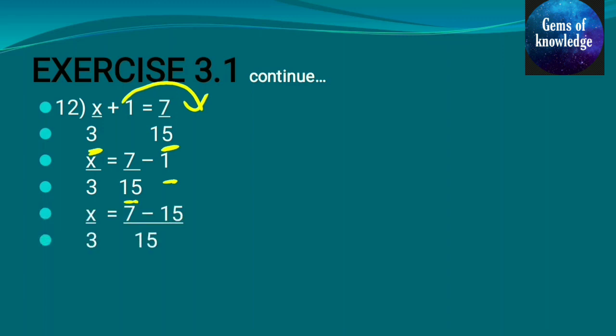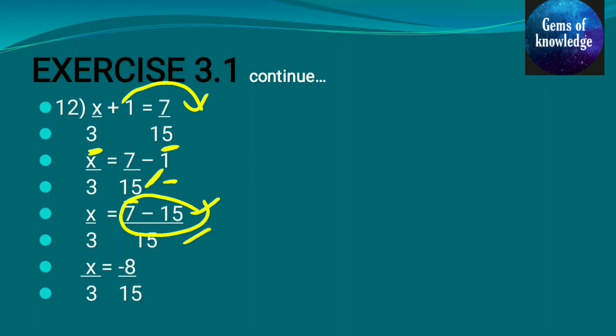In the next case, we are going to get 7 minus, when we cross multiply this 15 by 1, we are going to get 15 here, whole divided by this 15. So here we are going to get the answer as x by 3 is equal to minus 8 by 15. When we subtract 7 minus 15, we get minus 8 by 15.